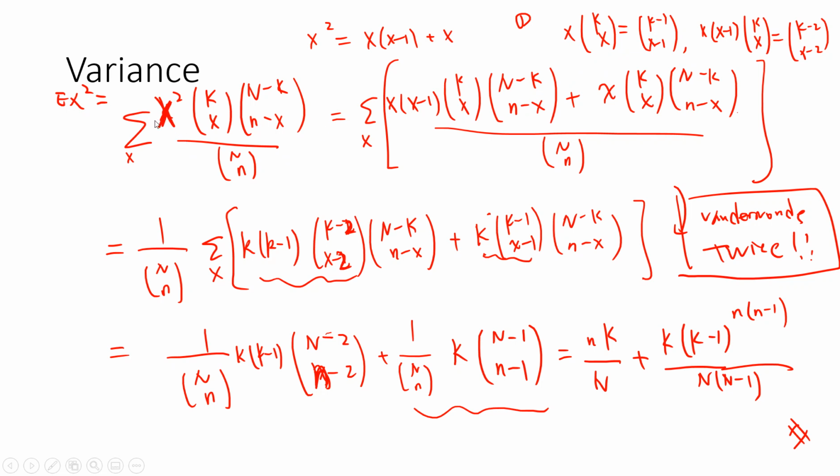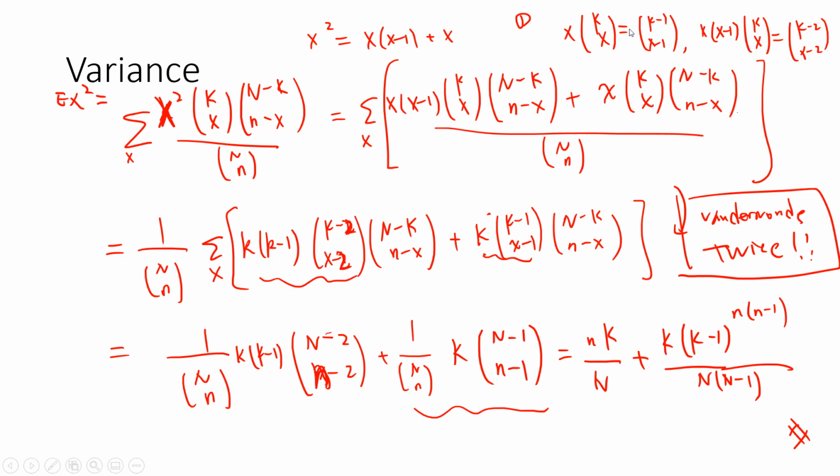The idea is that you do x squared, right? Here x squared, and then you write x squared as x times (x minus 1) plus x. Okay, so the x term is the same, and the x(x minus 1) term becomes this. So you separate into two terms. Okay, and the same trick, you can use this.